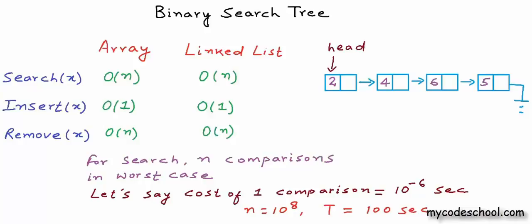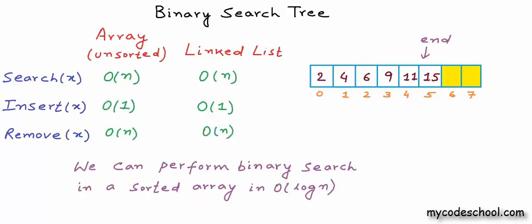Well, in an array, we can perform binary search if it's sorted. And the running time of binary search is big O of log n, which is the best running time to have. I have drawn this array of integers here. Records in the array are sorted. Here the data type is integer.